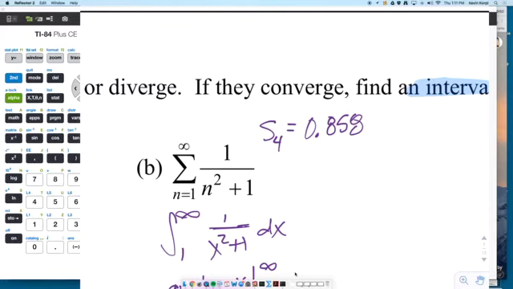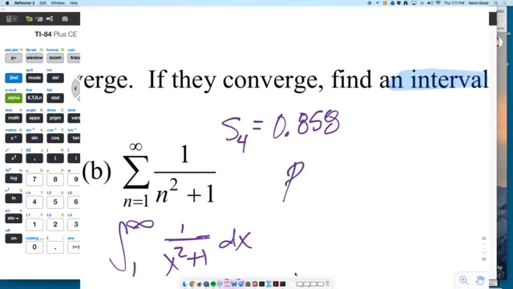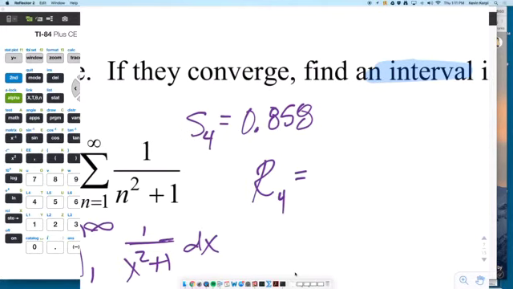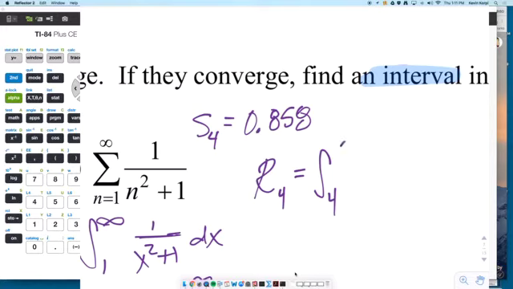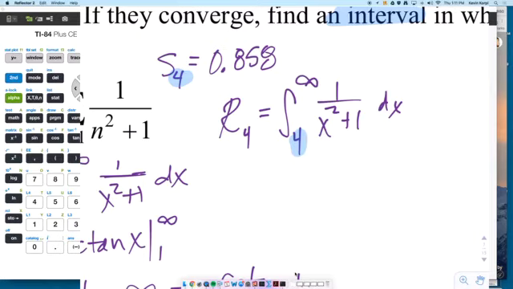If you add up the first 4 terms, then the remainder, using 4 terms, is going to be the integral from 4 to infinity of 1 over x squared plus 1. That's how you find it. If you add up the first 4 terms, you just integrate from 4 to infinity. If you add up the first 10 terms, then you integrate from 10 to infinity. Pretty nice. Now, we already know the answer to this, kind of.